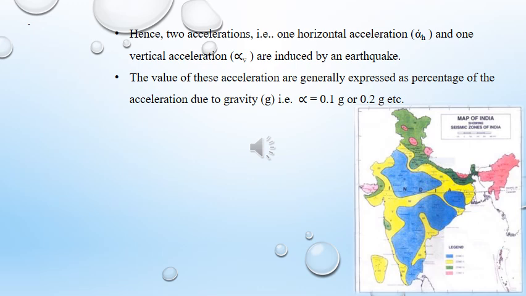And here the map shows the different earthquake zones. The green as well as some violet colors are the dangerous ones, and our Uttarakhand also comes in the dangerous zone.